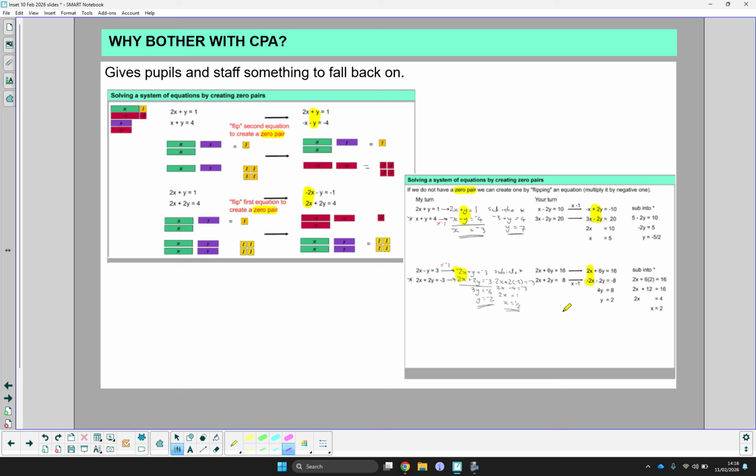So when I did simultaneous equations with my National 5s, I took a different approach, where they were used to the idea of a zero pair. So rather than me labouring the point of sometimes we add and sometimes we subtract, I've changed tack for solving simultaneous equations, and I've got them to just create zero pairs by, in some cases, flipping equations or by scaling up and flipping their equations. And I found that that's been quite successful. I haven't had as many silly mistakes where pupils add when they should have subtracted and vice versa. The zero pair lends itself naturally.